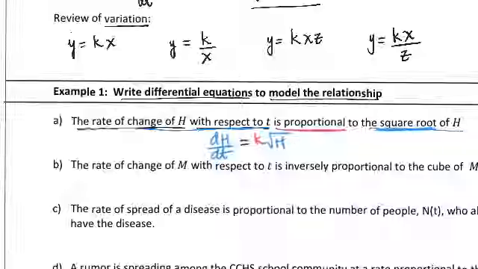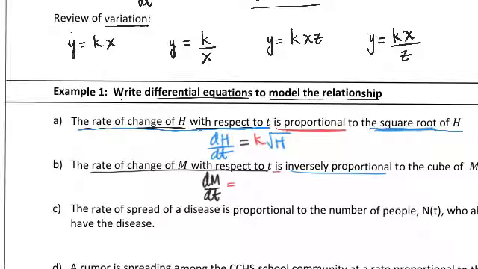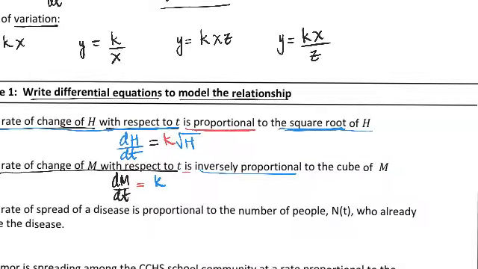Let's do another one. Pause the video and see if you can do it, and then check out the answer. The rate of change of m with respect to t, so dm/dt, is equal sign inversely proportional. So I know I'm going to have my k on top, and then I'm going to have something on the bottom, the cube of m.